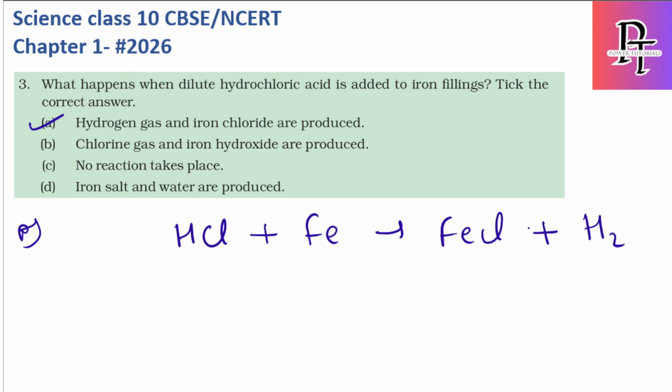Small correction, it should be FeCl3 because valency of iron is 3. Okay, but here just asking for equation, it is hydrogen gas and iron chloride are produced. Chlorine gas and iron hydroxide, that is wrong. No reaction, yes, but here the reaction is taking place because iron is more reactive than hydrogen. So if they ask you what is the type of reaction, you have to say this is displacement reaction. Why? Because iron is displacing hydrogen.